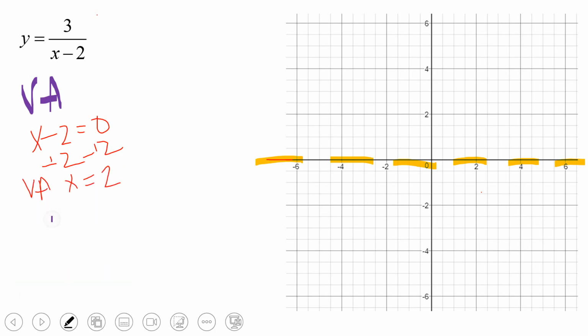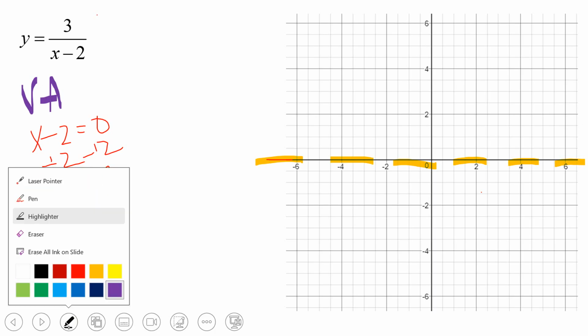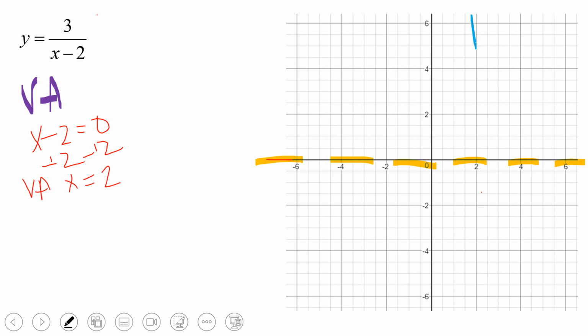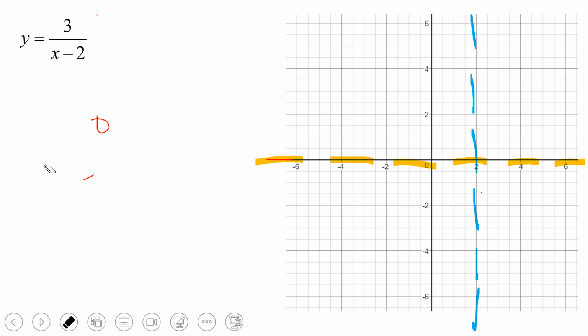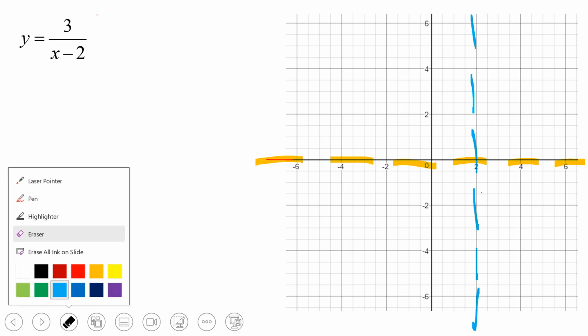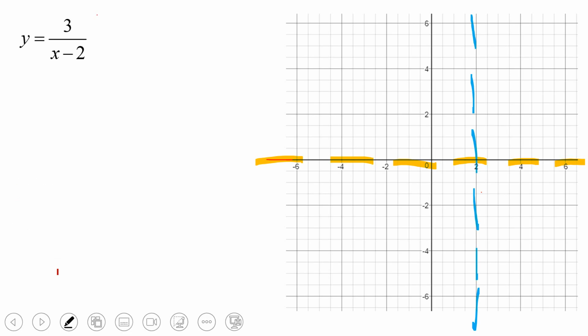I'm going to take a different color and a highlighter here off to the side. And I'm going to go to x equals 2 and draw that line down. So I've identified the vertical asymptote and I've identified the horizontal asymptote. Now let's look at what is the x-intercept and the y-intercept.